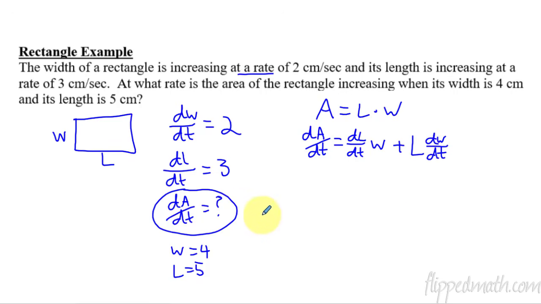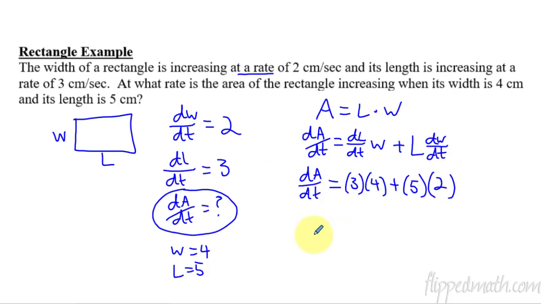And now I start plugging things in. So dA dt I don't know. That's what I'm trying to figure out. So I'll just leave that as dA dt equals dL dt substitution here. That's a 3. My W is at 4 centimeters. The length is going to be at 5 centimeters. And the rate of change of the width at this point is 2 centimeters per second. All right, so the answer now. The rate at which the area is changing is 12 plus 10, 22, and let's get our units correct.